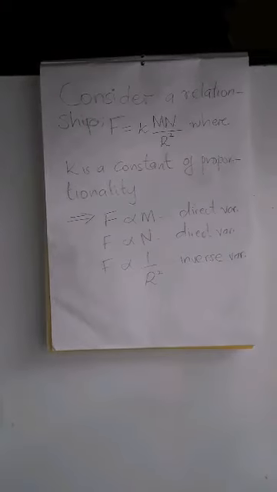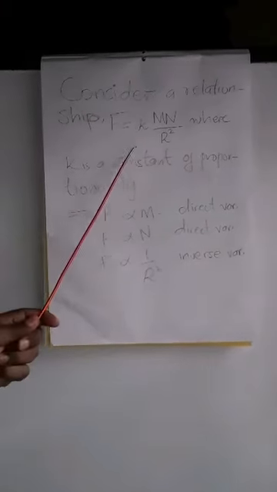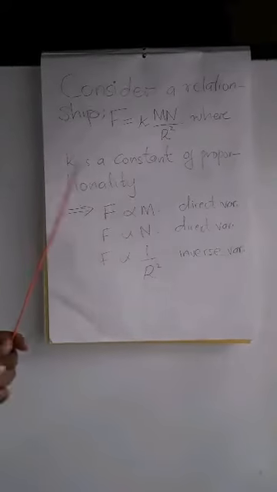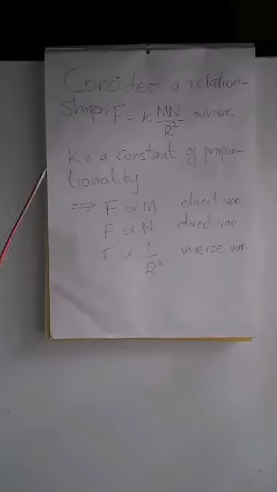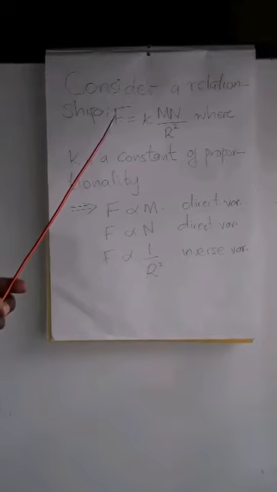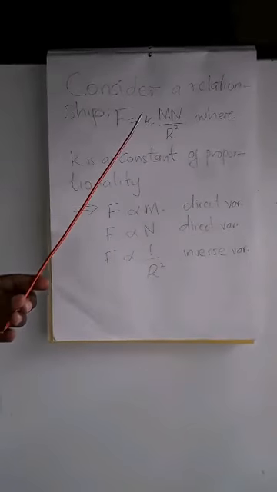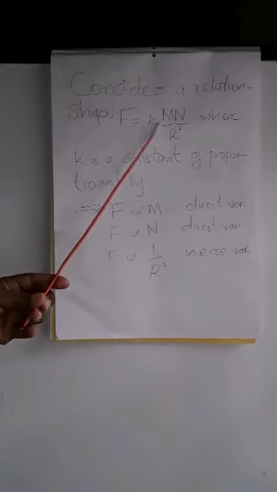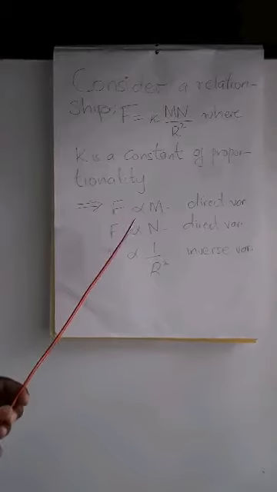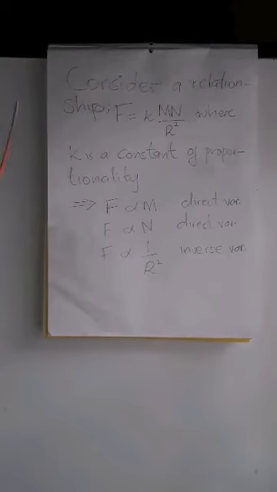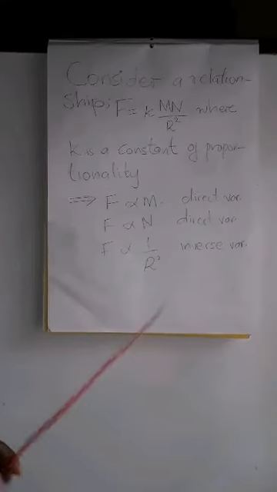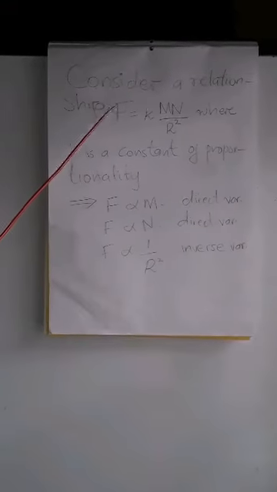All right. So consider a relationship like this one, F equals K mn over R squared, where K is a constant of proportionality. From the previous, we can therefore say F is directly proportional to M. F is directly proportional to N. And F is inversely proportional to R squared. So you can see there are how many variables? 1, 2, 3, 4, but they are all related either in a direct variation or in an inverse variation, and all of them combined.